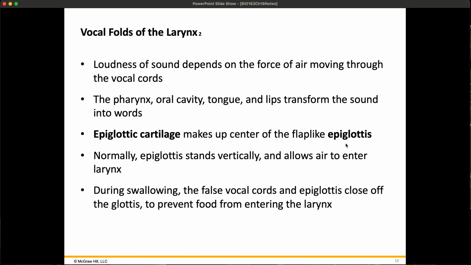Again, epiglottic cartilage making up the epiglottis. That should be pretty easy connection there. Usually it's going to be standing vertically, allowing air to be moving in and out. So the resting state for all of these structures, you notice, is patent. It is open, so air can be moving freely.